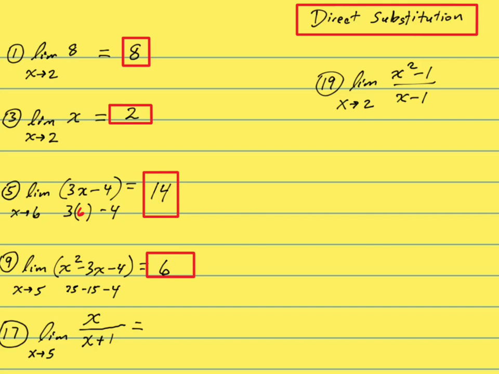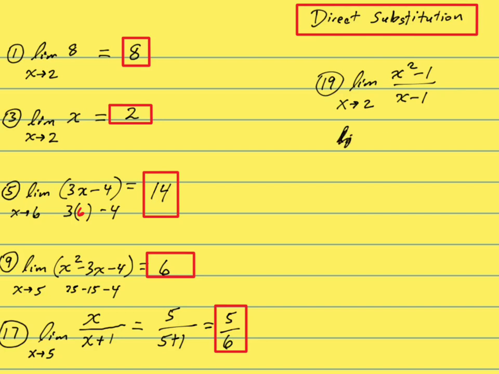Can I simply put a 5 in for the x? You put a 5 in on top, you get a 5. On bottom, you get 5 plus 1. So this result was 5, 6. And even all the way up to 19, I think you can do direct substitution.